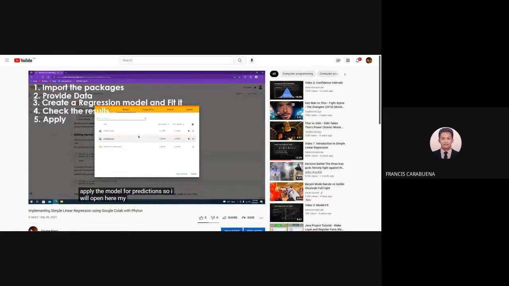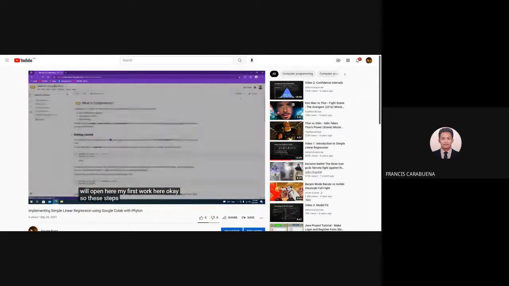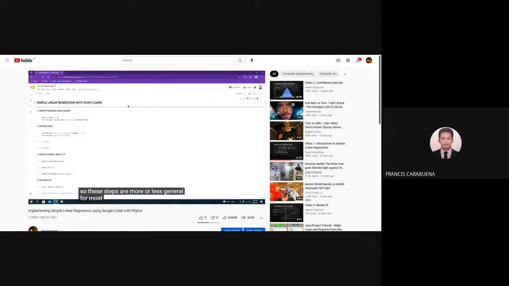So I will open here my first work. These steps are more or less general for most of the regression approaches and implementations. Step 1, here I have the title, which is simple linear regression using scikit-learn. The first step is to import packages and classes: the package NumPy and the class LinearRegression from the sklearn.linear_model module.